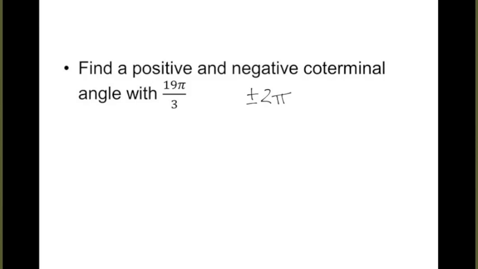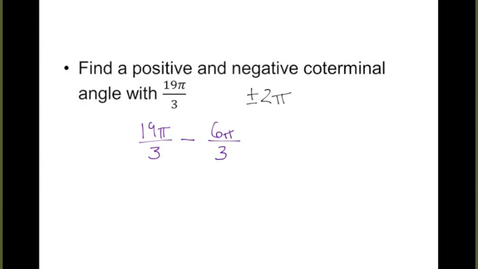So for this problem, I have 19 pi over 3, and I want to add or subtract 2 pi. I'm going to start by subtracting and just see where that gets me, and then decide if I need to add. I need a common denominator to be able to add fractions or subtract them. So I need a denominator of 3. So 2 pi becomes what over 3? 6 pi over 3. 6 over 3 is equal to 2.